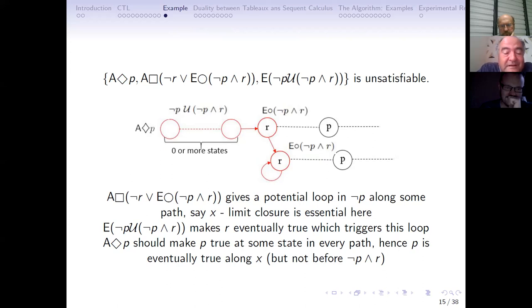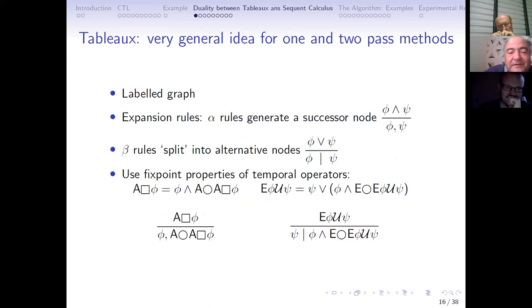And then of course, the first formula, for all paths diamond P, which is for all paths eventually P, would require P to be true along every path, including that one where we found the loop. So we've got the problem here, and therefore the formula is unsatisfiable. We can't build a model. So I think it gives quite good intuition behind the construction.